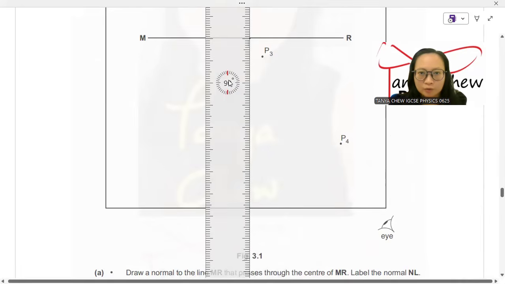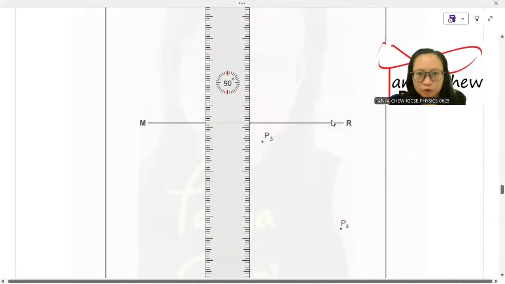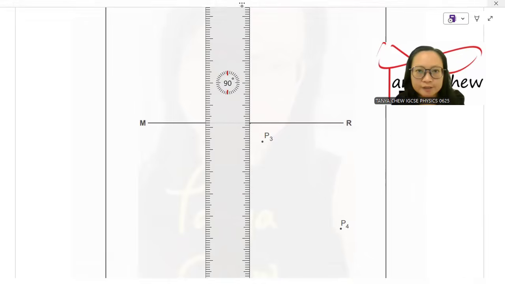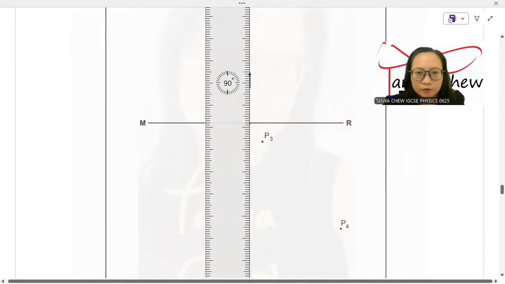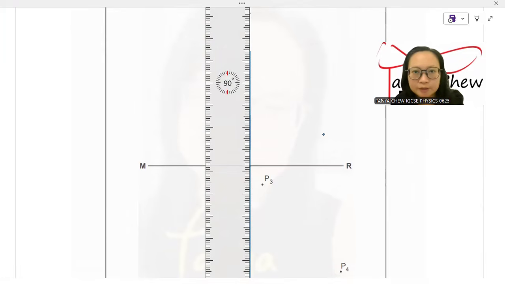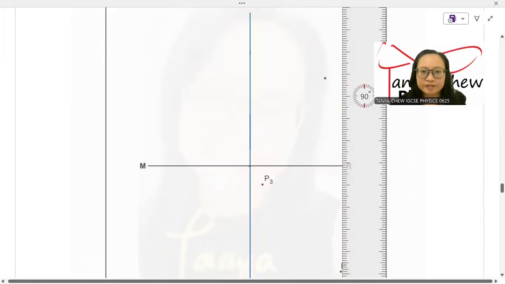They didn't mention how long the normal should be, so I'm going to draw longer. I'm going to use a blue color to draw it so that you can see the difference. Okay, from here and then longer a bit. And then place my ruler aside first.